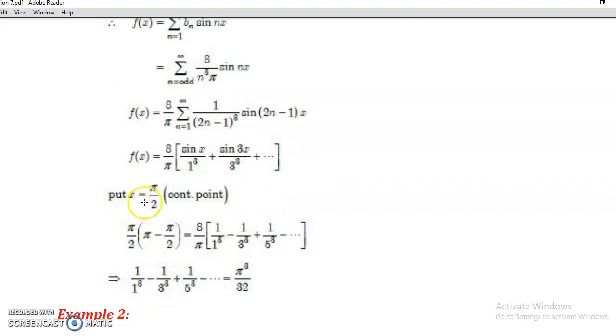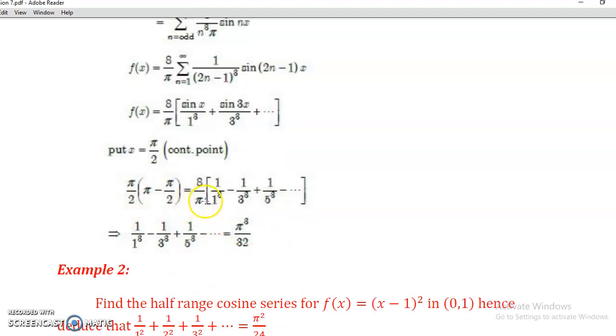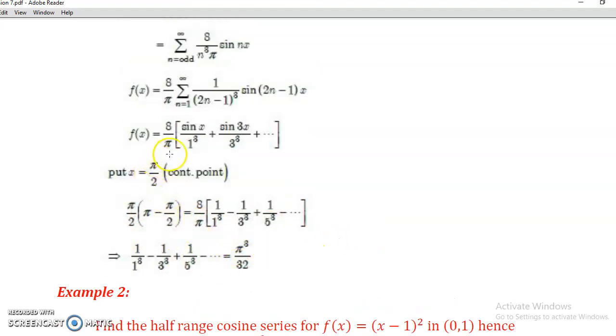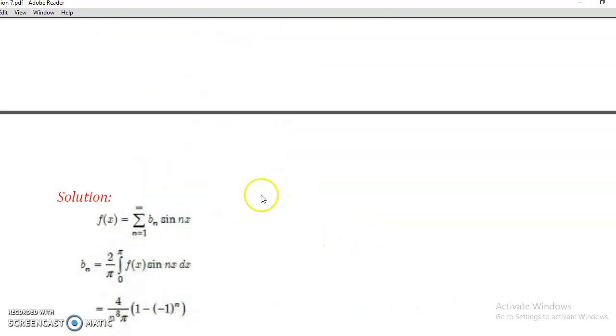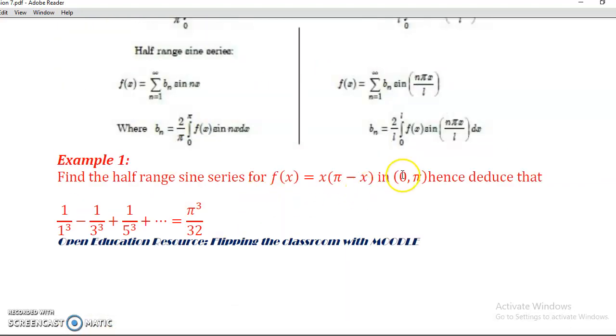Now put x equal to pi by 2, a continuous point here, to reduce this series, and then you will get the series like this. So now you can see that, as I told you earlier, to reduce the series from the range itself, you can pick the point.